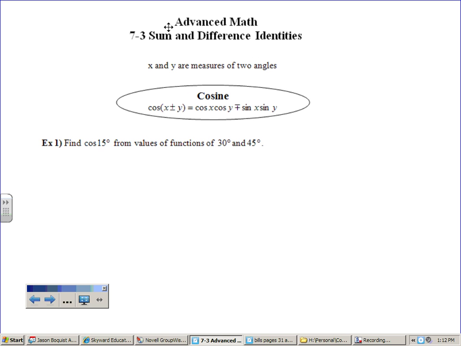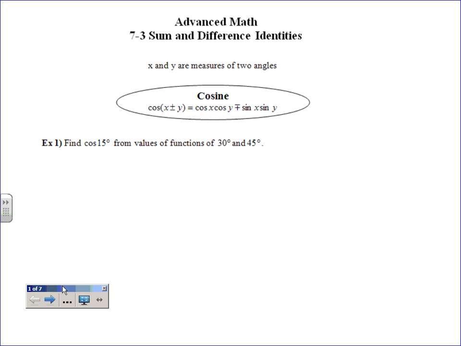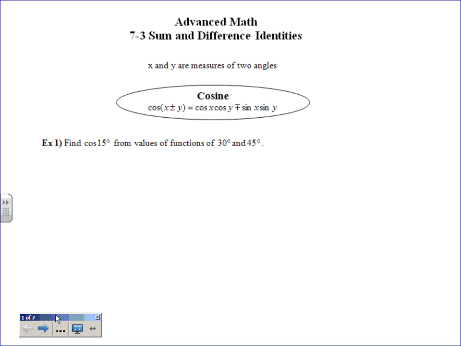Sum and difference identities. This will be day one. We'll do sine and cosine today, and we'll leave tangent for another day. That formula in the oval is pretty much the formula for doing that. And this is basically, what if you had to find some angles that are not on the unit circle, but you had to find the exact answer and had to do it by hand?